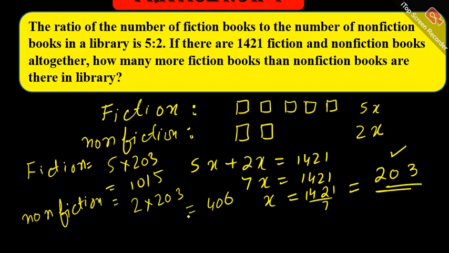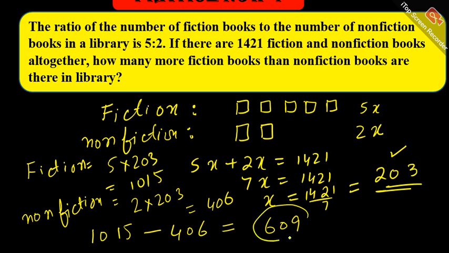The question is how many more fiction books than non-fiction books are there in the library? It means we have to subtract the non-fiction books from the fiction books. In total we have 1015 fiction books minus 406 non-fiction books. After the subtraction, we get our answer, that is 609 books. Now, clear? I hope you understand this question. It is Practice Now question number 1 from your book.